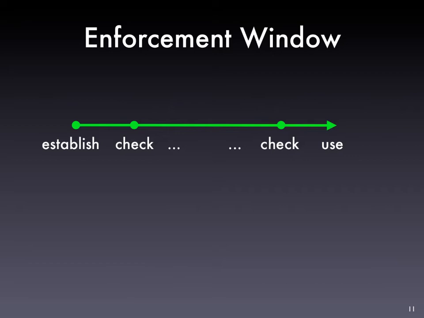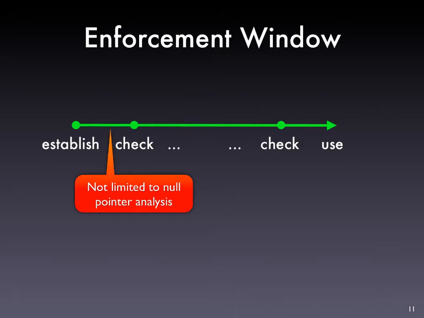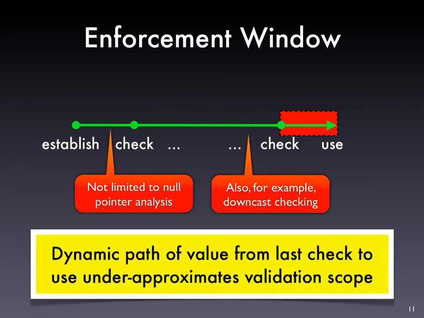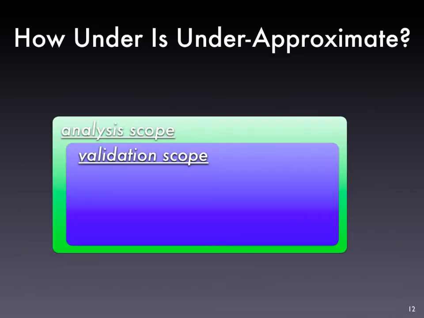We call this sequence of establishes, checks, and uses an enforcement window. And it's important to point out that our technique is not limited to just null pointer analysis. So for example, for downcast checking, an establish would be an allocation, just like in null pointer analysis. A check would be an instanceof operation, and a use would be a downcast. The key thing here is that the dynamic path that the value takes from the last check to the use under-approximates the validation scope.